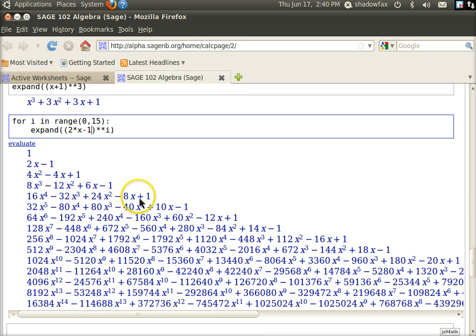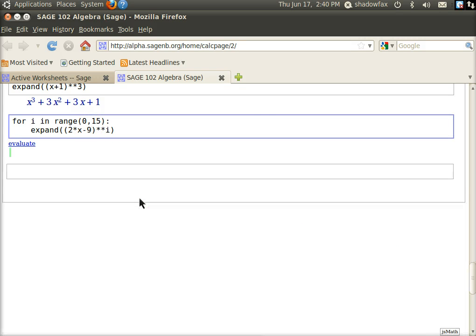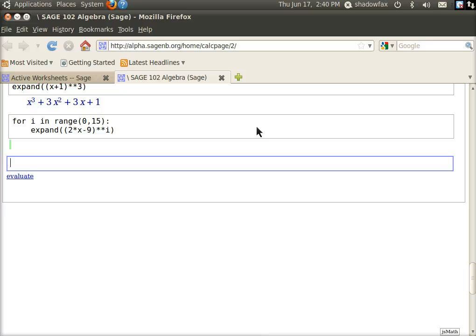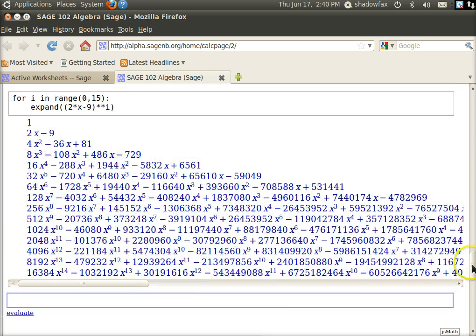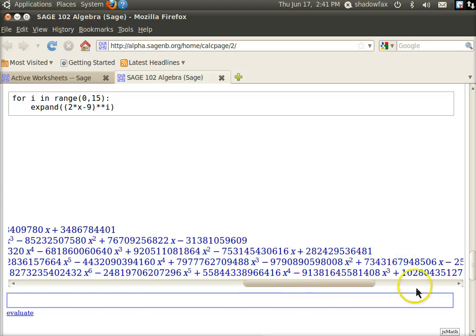What if you put in 9 here? And to the 0 it's 1, and to the 1 it's 2x minus 9, and to the 2 it's that foiled out, and so forth. This all makes sense. It's just starting to get a little crazy.